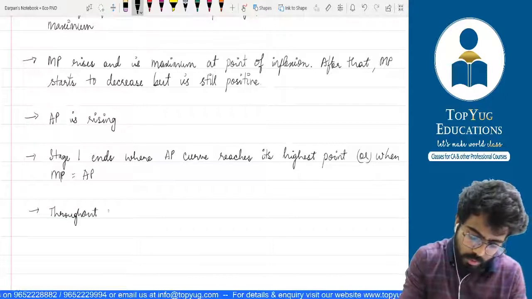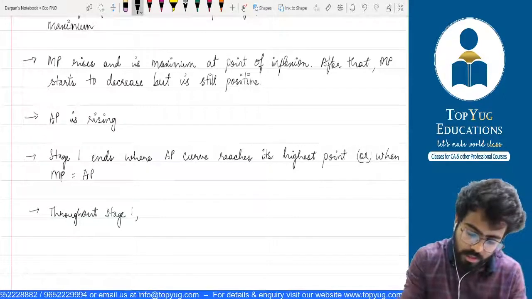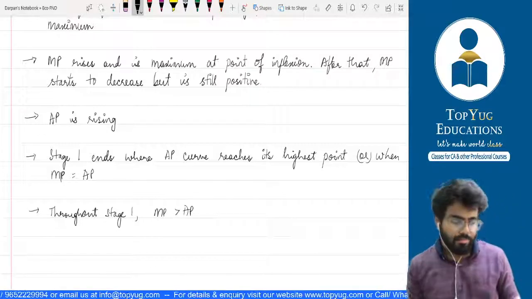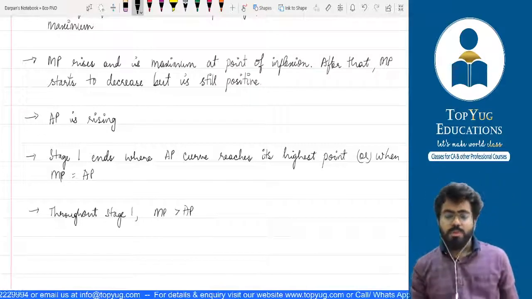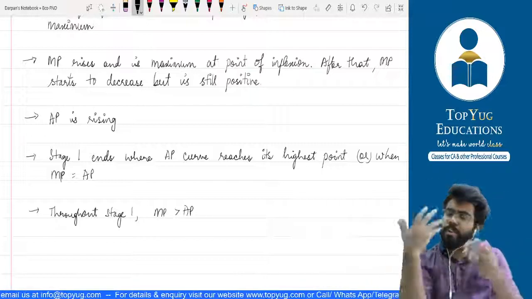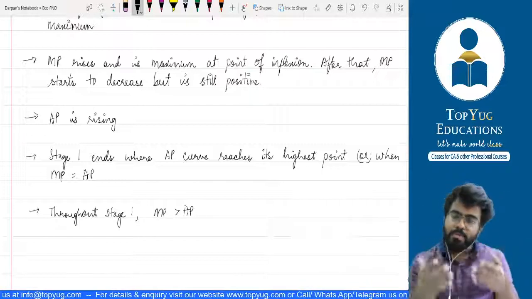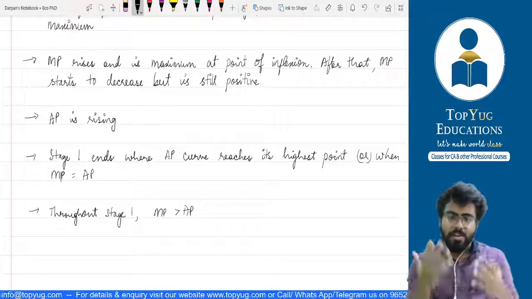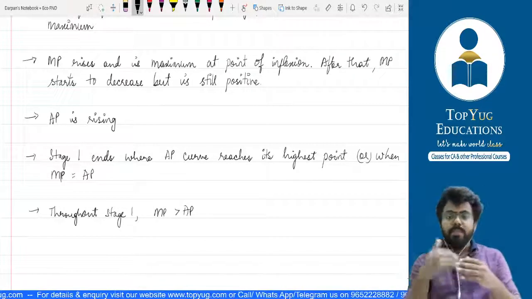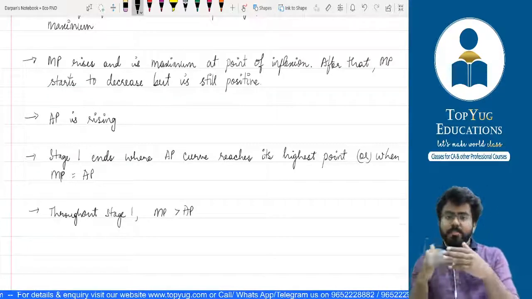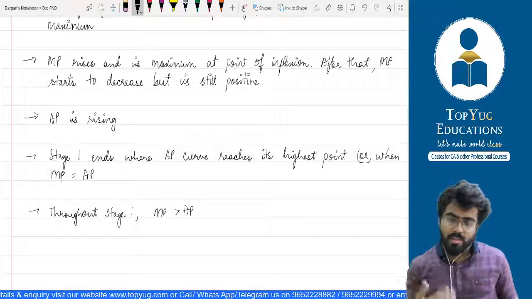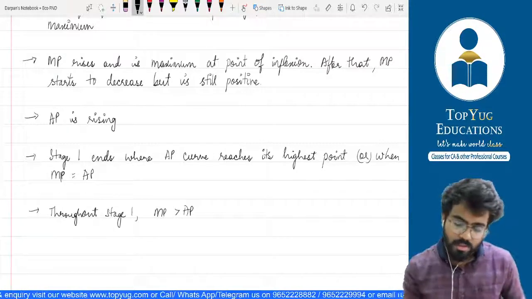So throughout stage 1, MP was greater than AP. Throughout stage 1, what was greater? MP was greater. Total product is always greater. Total product will obviously be greater than MP and AP. Total product can never be less than MP or AP. But between MP and AP, sometimes MP is greater, sometimes AP is greater. In stage 1, MP is greater than AP. You can see from the graph also. Okay.